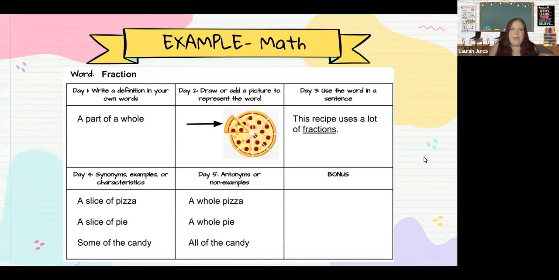Here's an example for math: fraction, a part of a whole. We've got our picture representation, our word in a sentence. This recipe uses a lot of fractions. And then we have some examples: a slice of pizza, a slice of pie, some of the candy. And then their non-examples were a whole pizza, a whole pie, all of the candy. And then for bonus, you could have them maybe write out some fractions or draw their own fractions, whatever you want to do with that bonus area.